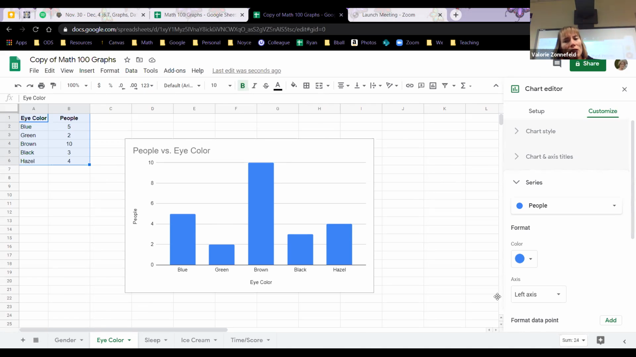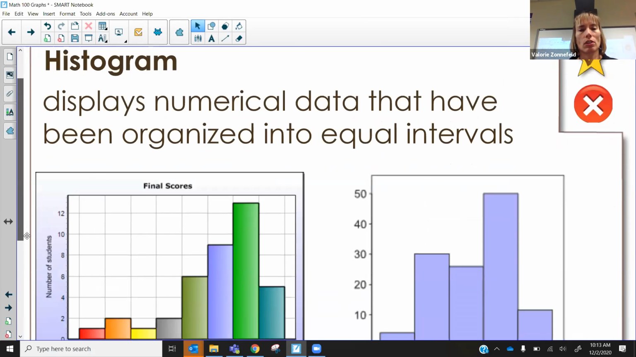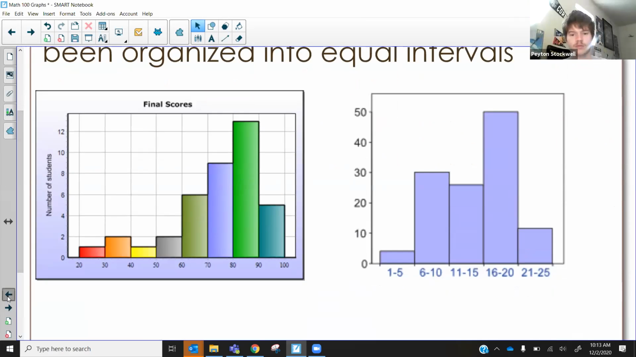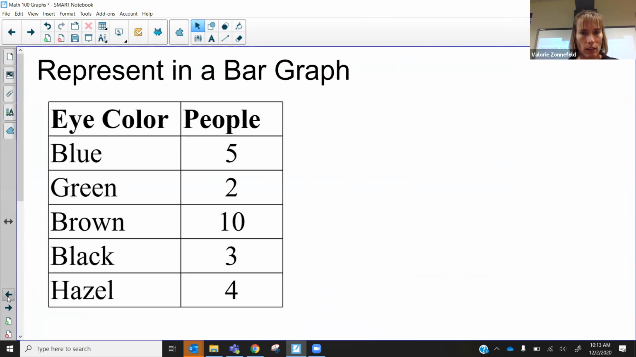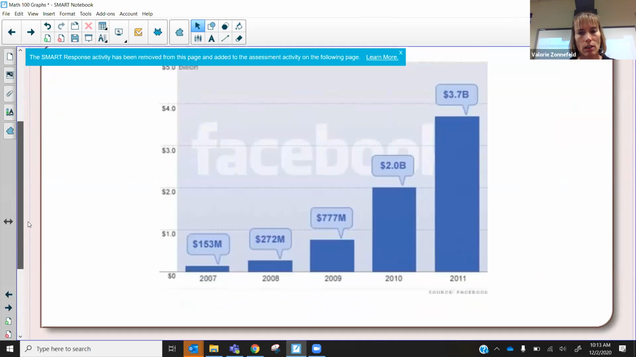Okay, so now we're moving into histograms. A histogram looks exactly like a bar graph, doesn't it? It's a little bit confusing, but it's actually quite different, because the difference between a histogram and a bar graph is that on a bar graph, the bars don't touch. So if I go back one or two, do you see how there's a gap between the two?